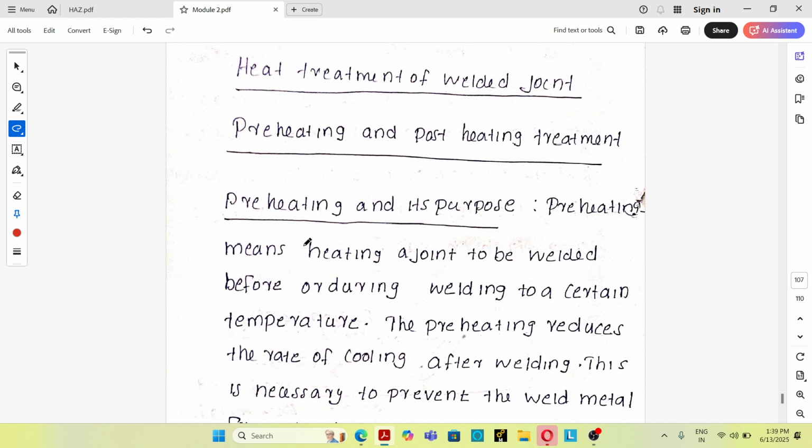Then heat treatment of welded joint. What is the importance of preheating and post-heating of welded joint? Preheating means the welded joints will be heated before the welding process. The welding area will get heated before the welding process, and post-heating means after the welding process the joint is heated.